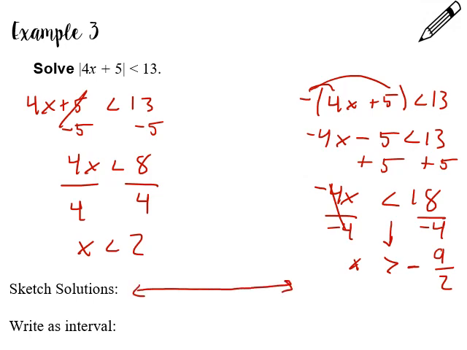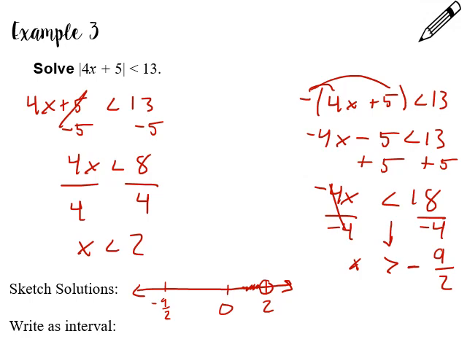The smallest value is always going to go on the left. We've got negative 9 halves here. Let's throw 0 in there just to give us an idea of where we're at. And I've got 2. My first part is all x's that are less than 2. Strict inequality, so it cannot equal 2. We've got an open hole, and less is everything to the left.